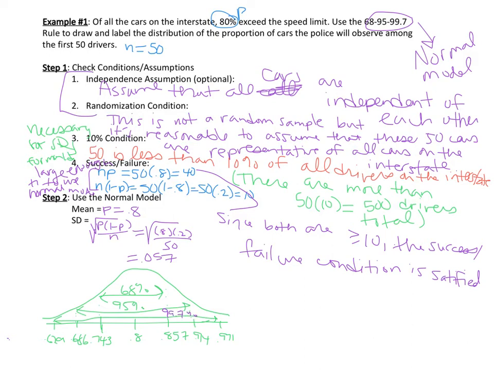And then the other thing is please, please, please give your graph a title. So I'm going to say proportion of speeders in 50 cars.